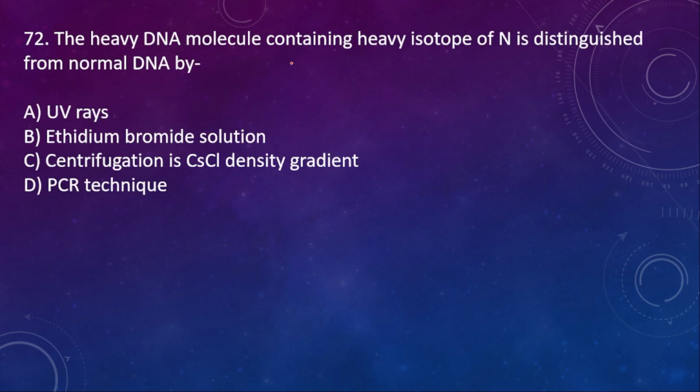Next question, question number 72. The heavy DNA molecule containing the heavy isotope of nitrogen is distinguished from normal DNA by: A. UV rays, no. B. Ethidium bromide solution, no. Centrifugation in cesium chloride density gradient. So C is correct here.